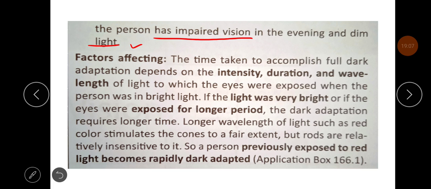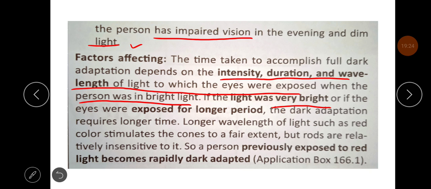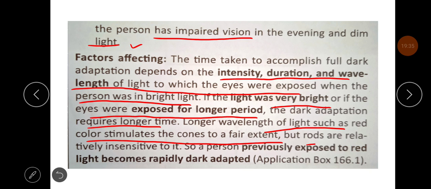So the factors affecting dark adaptation are: the time taken to accomplish full dark adaptation depends on the intensity, duration, and wavelength of the light to which the eyes were exposed when the person was in bright light. If the light was very bright, or if the eyes were exposed for a longer time, the dark adaptation requires longer time. Longer wavelength of light, such as red color, stimulates the cones to a fair extent, but rods are relatively insensitive to it.